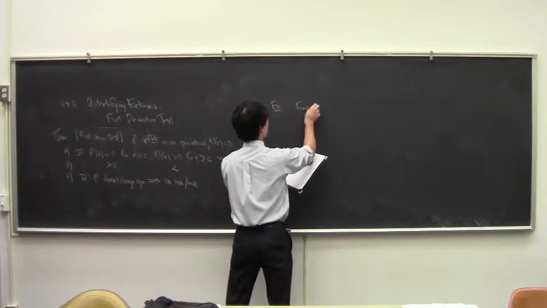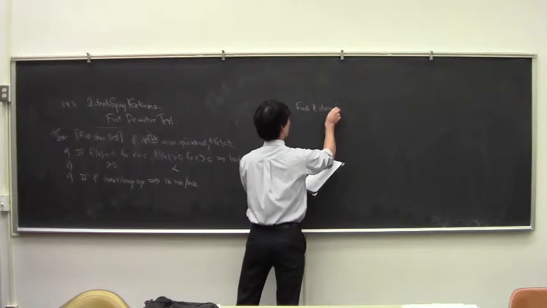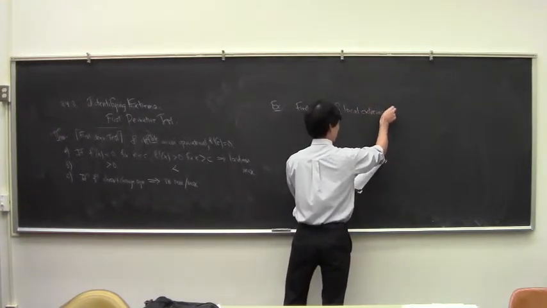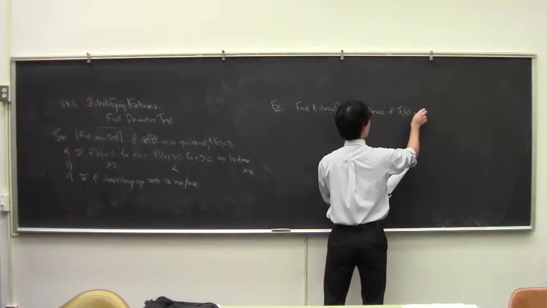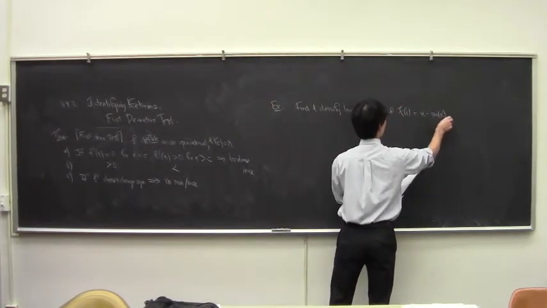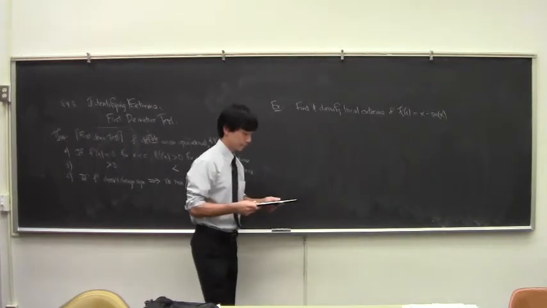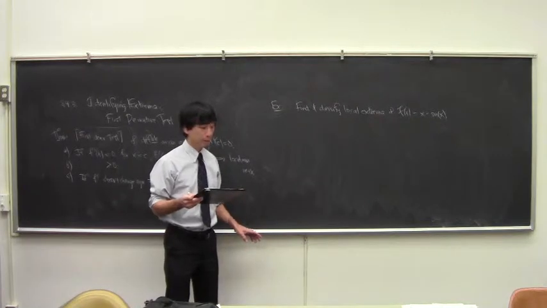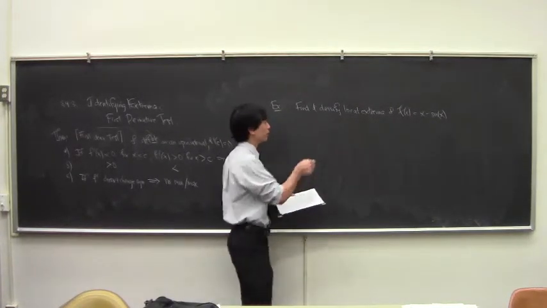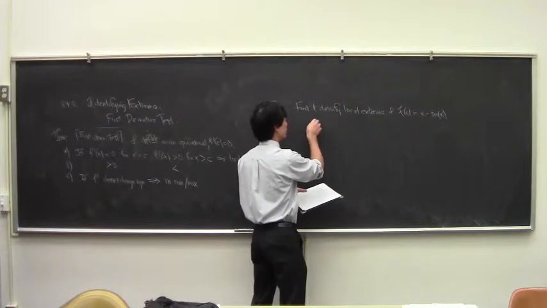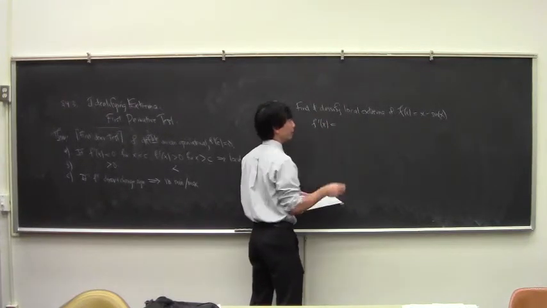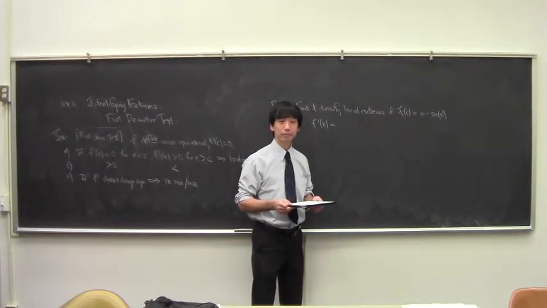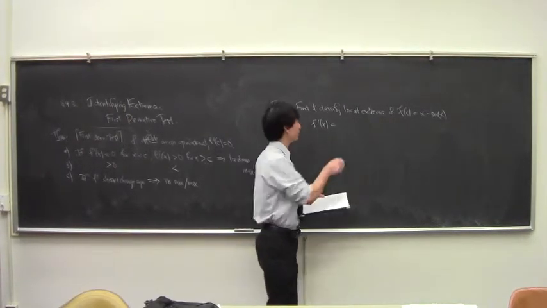Find and classify the extrema of the function f(x) equals x minus sin x. Actually, let's do this one together. So what do we need to do? Of course, you need to take the first derivative. And what do I get? 1 minus cosine x.